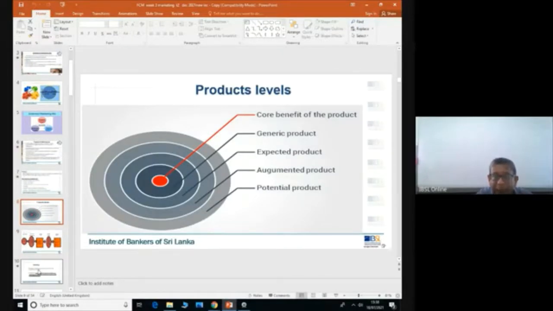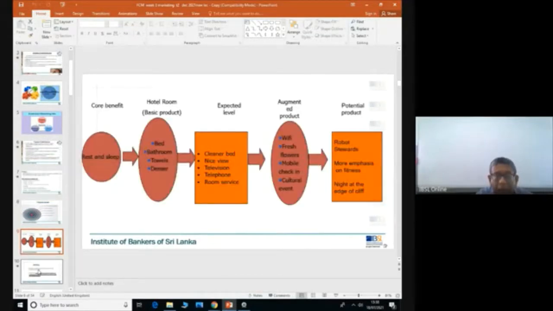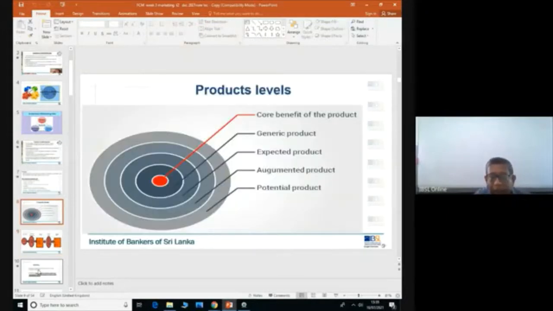The next level we call the generic product, or sometimes the basic product. When you go for a hotel room, what do you usually have? You don't have a room without a bed. You may have a bed, bathroom, towels. All these things are there. Those are the basic things for a hotel room. These are the basic things when you go to a hotel.